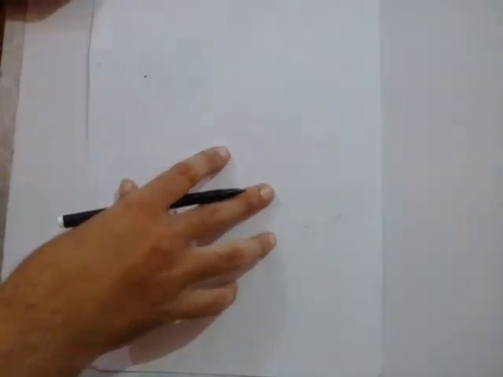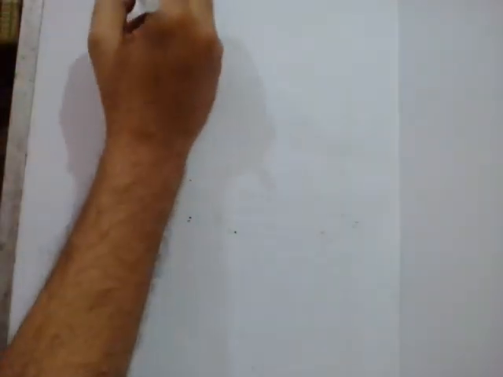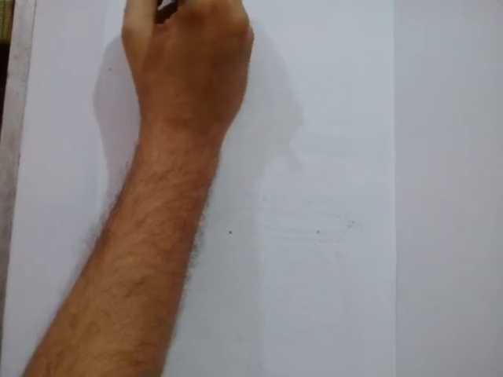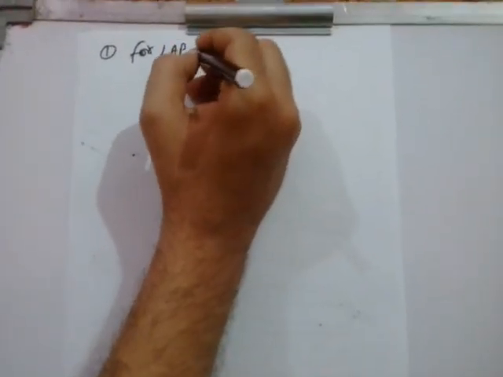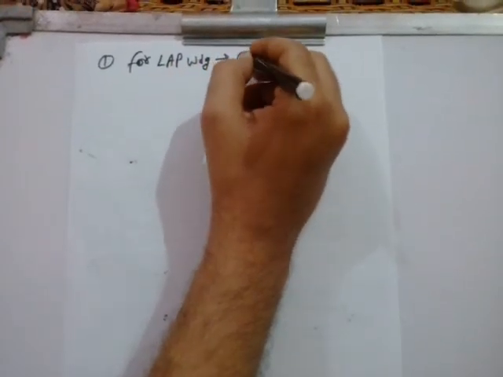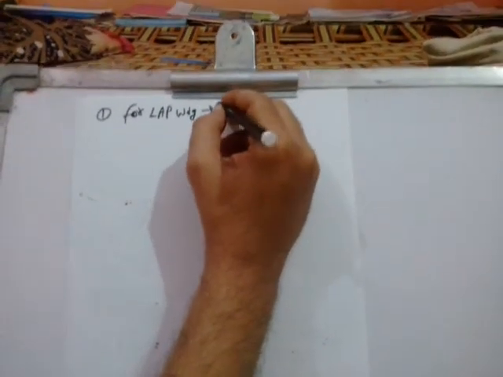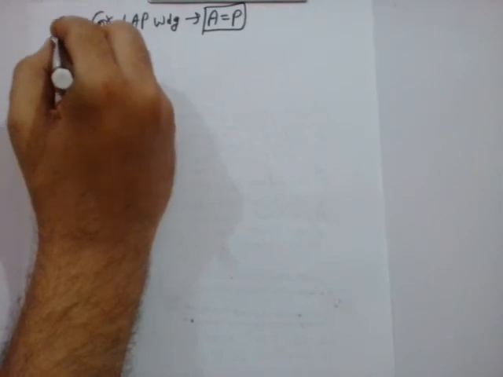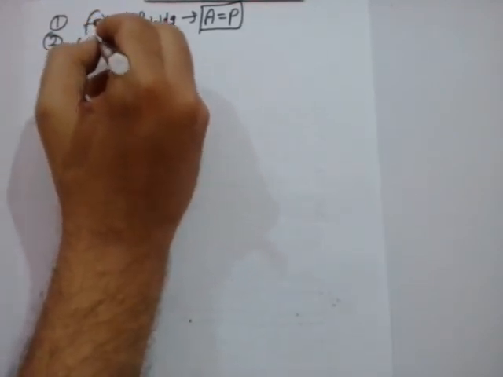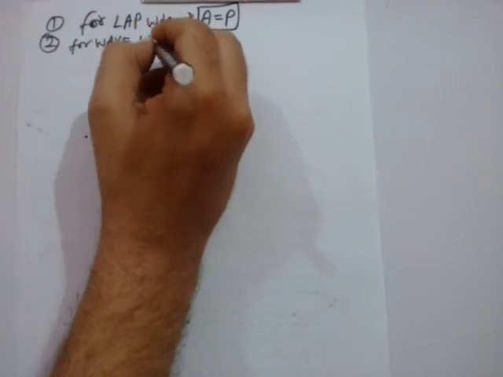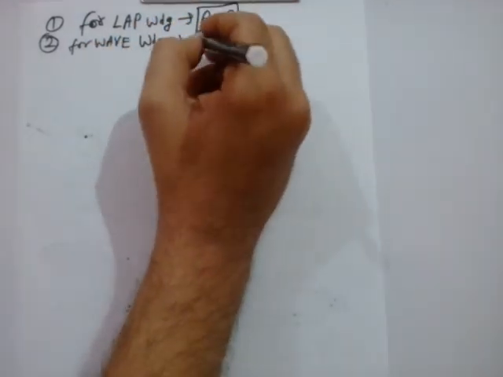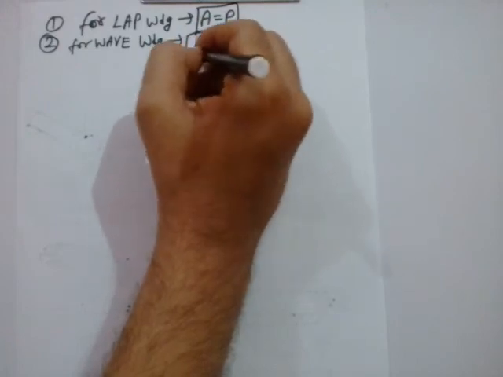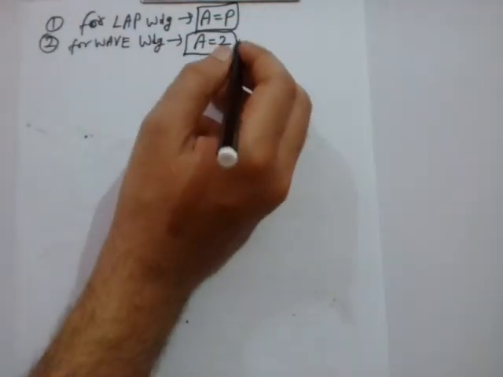One simple piece of information you should note down. There are winding patterns. One is lap connected winding, right? For lap connection of winding, your number of parallel paths is exactly equal to the number of poles. And for wave connected winding, the number of parallel paths will exactly be equal to 2, right? A is equal to 2.